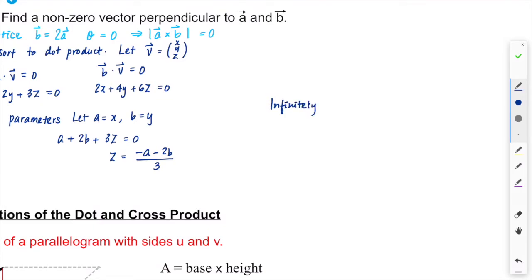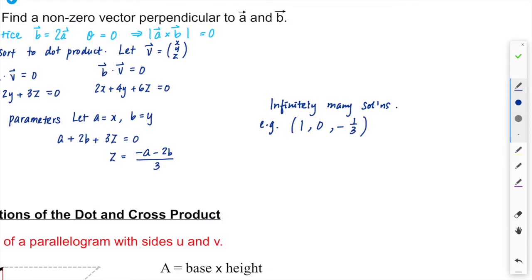Infinitely many solutions. For example, feel free to pick any values for a and b, say 1 and 0, and then I have negative 1 minus 0 over 3. So negative 1 over 3 would be one of the many vectors that is perpendicular to a and b.